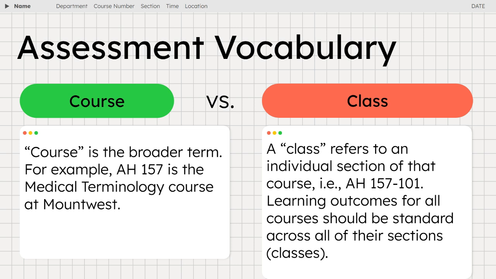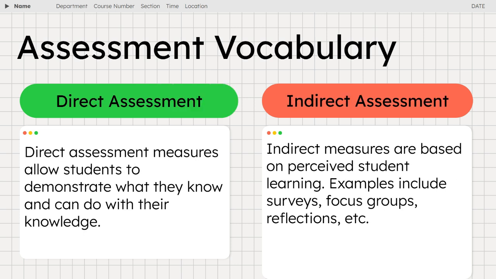So we want to make sure we're looking at course as a broad term. So course would just be English 101 as a whole, and then class would be those 12 plus individual sections of that course. Next, we have direct and indirect assessment. This we're going to dig further into later as well.